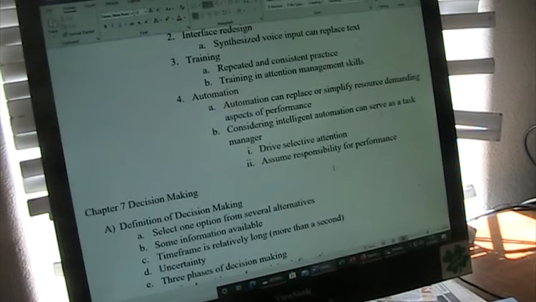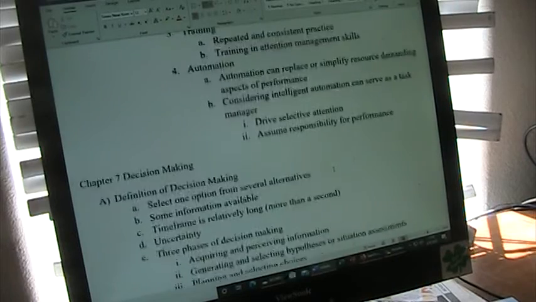All right, well, fantastic. All right, so as I said, that's it for chapter 6. And now on to chapter 7, decision making.